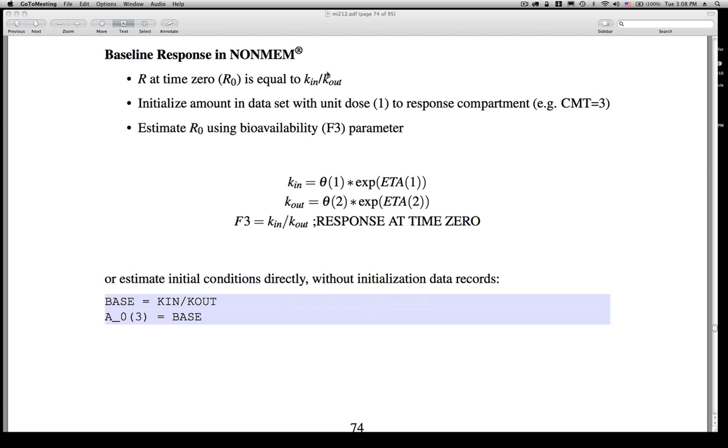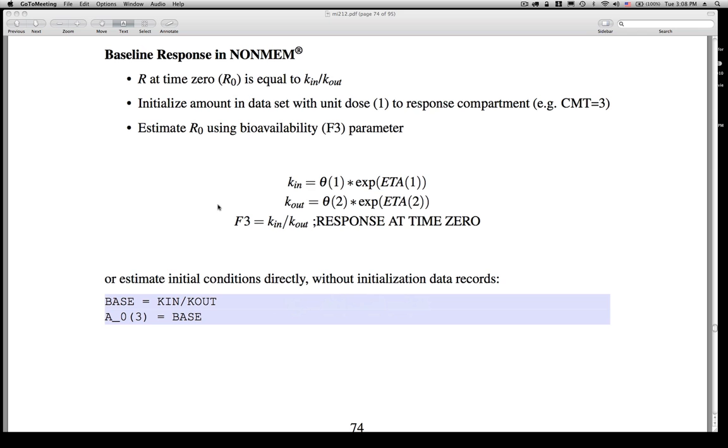Well, we said that the baseline was equal to the ratio of K in to K out. So F3 then is equal to the ratio of K in to K out. And that gives us our response at time 0. We can model K in and K out as fixed and random effect parameters. Oftentimes it's very difficult to estimate inter-individual random effects on both of these unless you have extensive data and drug effects on one end of the system that are quite pronounced. But you could try to estimate the individual random effects.